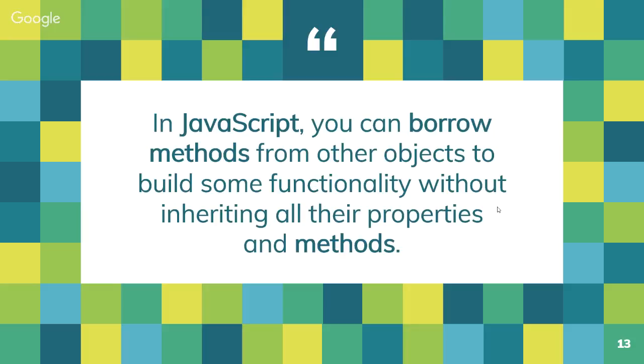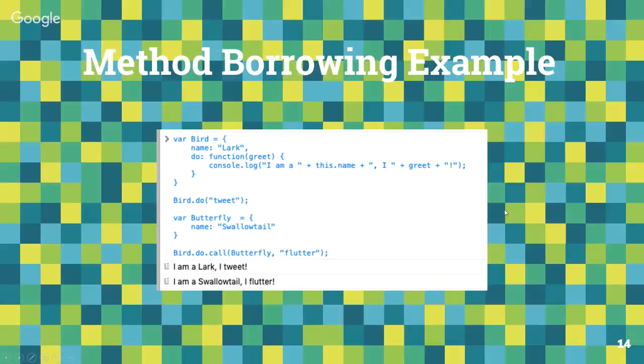This is very useful when we're refactoring our code to make it more reusable and concise. And here is an example of what method borrowing is in practice. We have a variable named bird that's kind of reminiscent to a class, but here it's just an object.